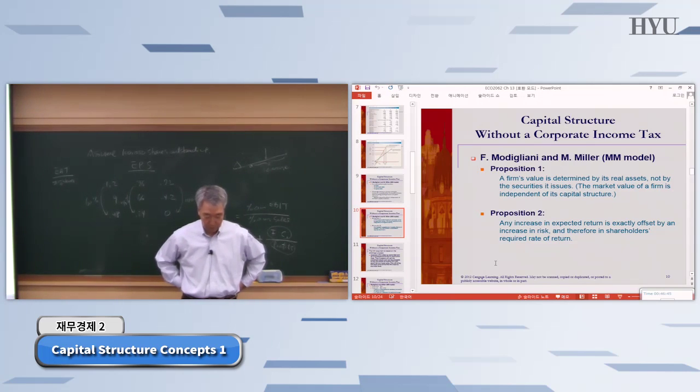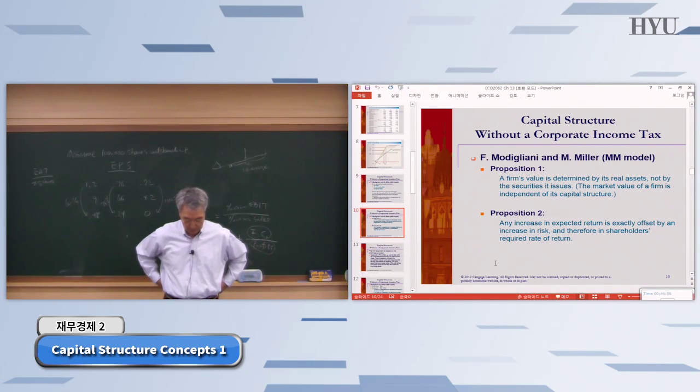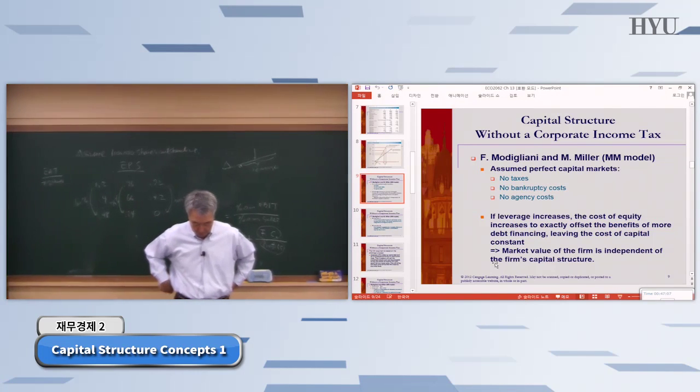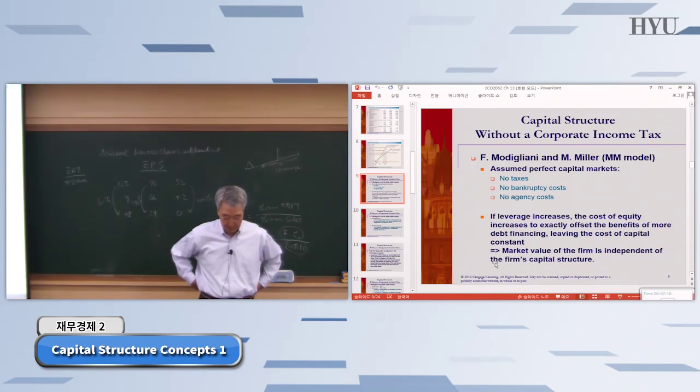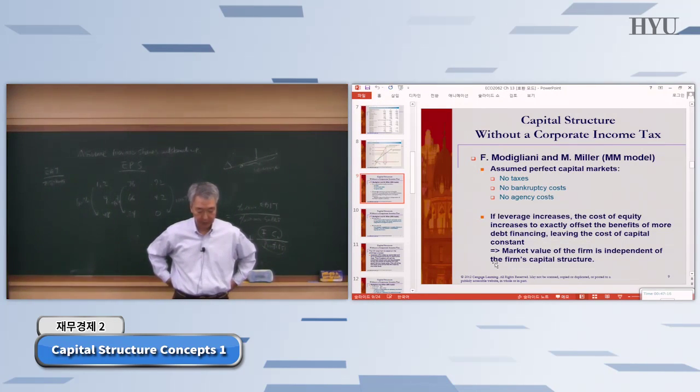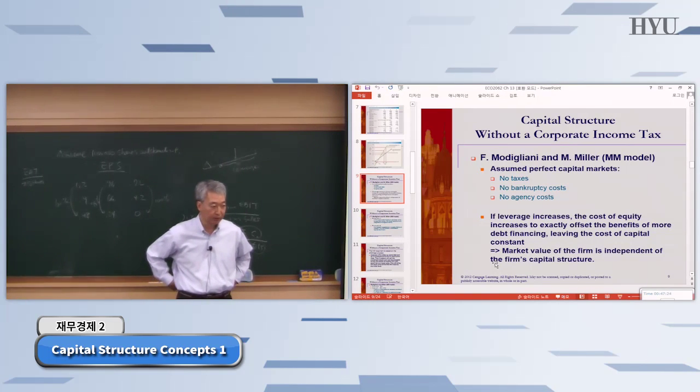And proposition 2, I guess, explains proposition 1. The reason is any increase in expected return is exactly offset by an increase in risk and therefore in shareholders' required rate of return. Well, this requires some explanation. Their theory assumes a perfect capital market: no taxes, no bankruptcy costs, no agency costs. Bankruptcy costs and agency costs are called transaction costs.